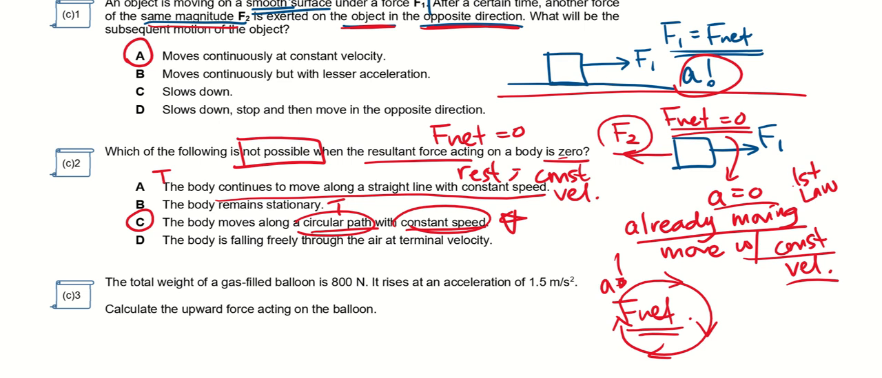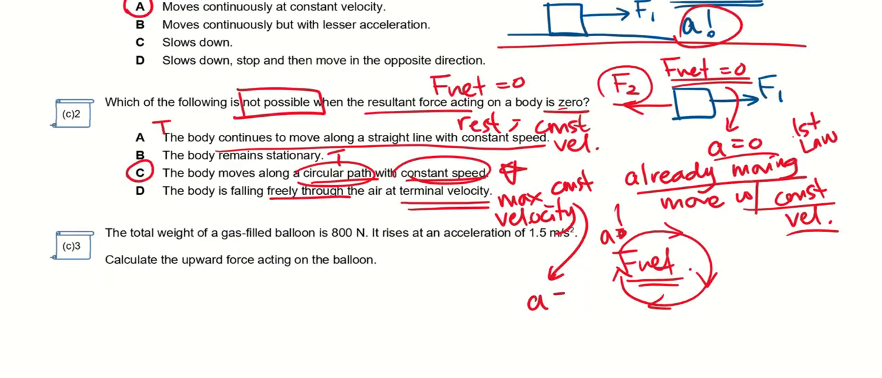Okay, let's look at D. A body is falling freely through the air at terminal velocity. Terminal velocity means maximum velocity. Maximum velocity or maximum constant velocity. So what do you think of? Maximum constant velocity, your acceleration must be 0, right? Because it is constant velocity. If acceleration is 0, that means your Fnet is 0. Okay, but now they are saying that Fnet is 0. Okay, so this is true as well. Okay, so answer is C.